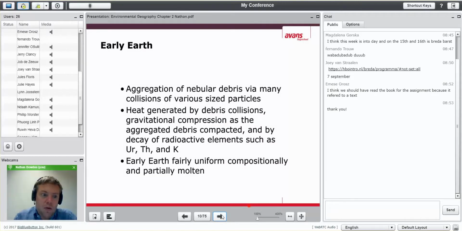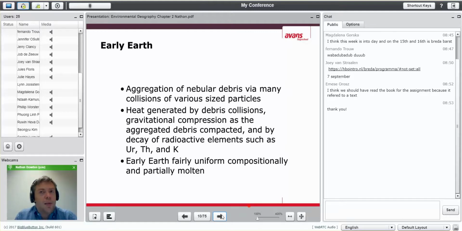Now let's go zooming in to the Earth itself. The Earth is, again, just like all the planets, an aggregation of nebular debris caused from many collisions of various sized particles over billions of years before we got a planet. The heat that was generated by the debris collisions was compressed through gravity, and it's compacted through decay of radioactive elements such as uranium and other radioactive elements.